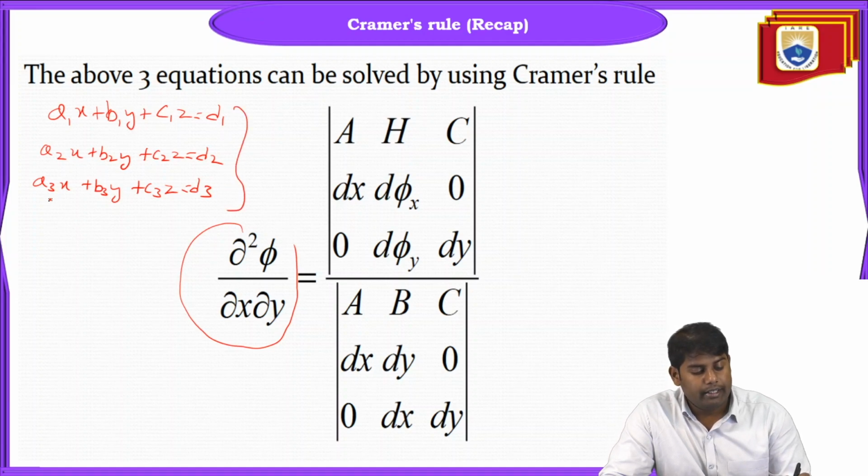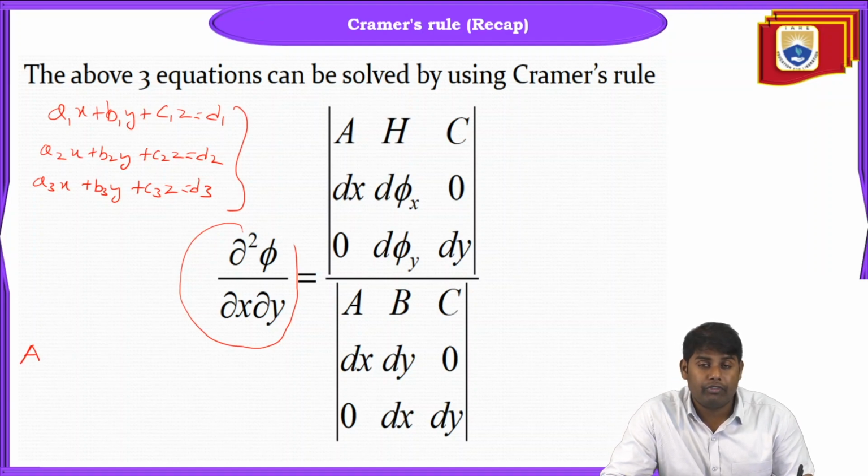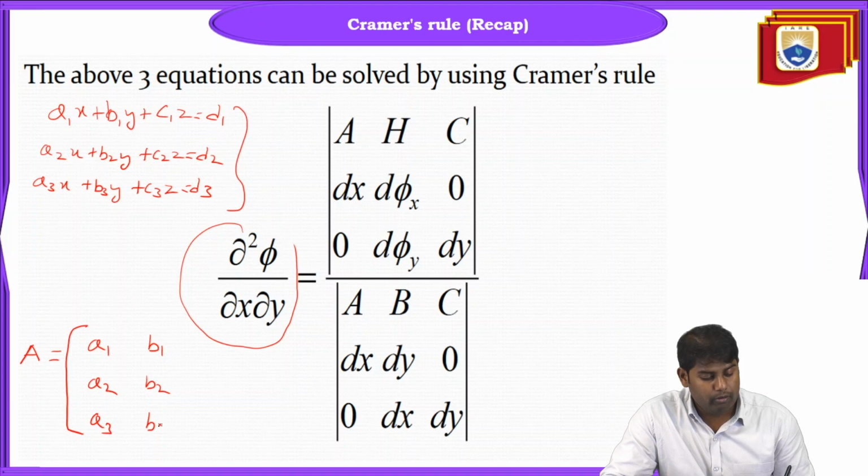How do we get the solution? First, let's form the coefficient matrix A of all these linear equations. How many linear equations do we have? We have three linear equations. So what is the coefficient matrix A? A has A1, A2, A3 in the first column, and B1, B2, and B3 in the next column.